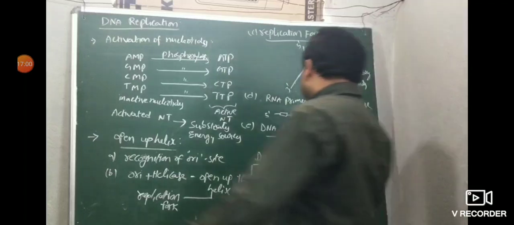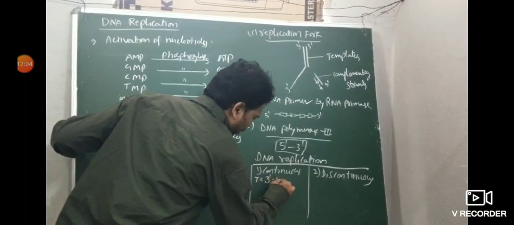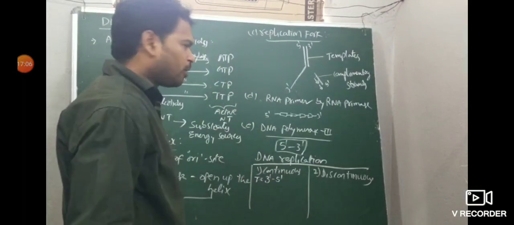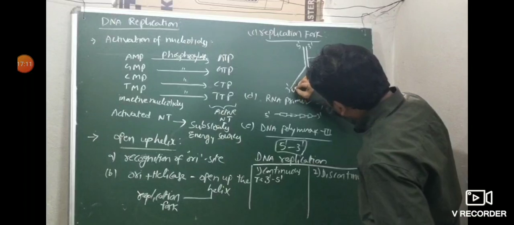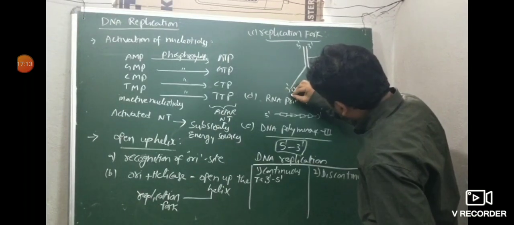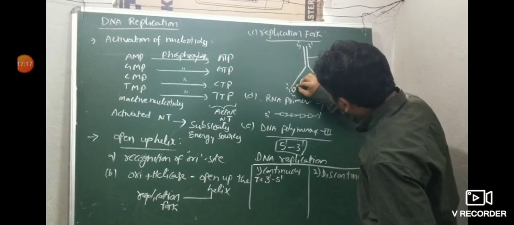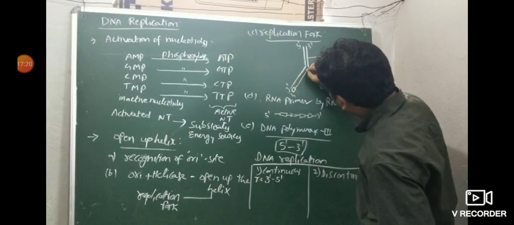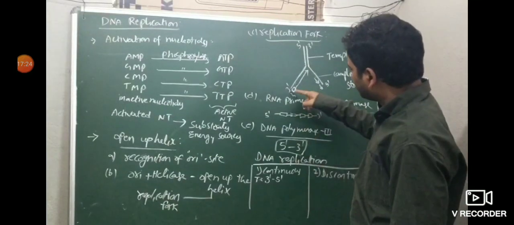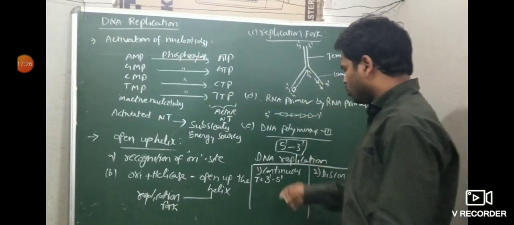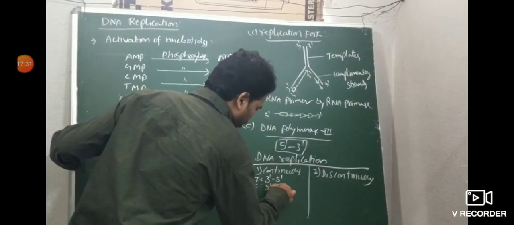the parent strand is 3 prime to 5 prime. The template is 3 prime to 5 prime. Then the RNA primer is formed opposite to the 3 prime. Here 5 prime, this is the RNA primer. Then new nucleotides are joined here and synthesize the new strand of DNA, new complementary DNA, in the 5 prime to 3 prime direction.